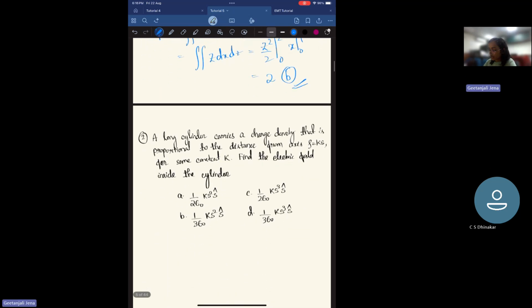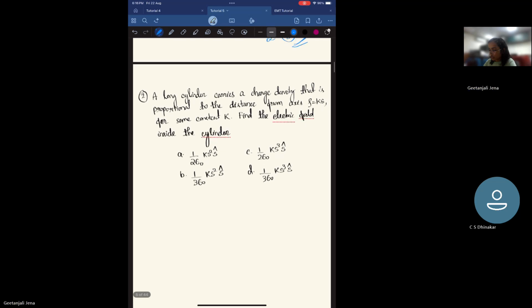Okay, so let us move to our next problem. In the next problem, we have a long cylinder which has charge density rho equal to Ks, where S is the distance from the axis of the cylinder and K is a constant. The question asks to find the electric field inside the cylinder.